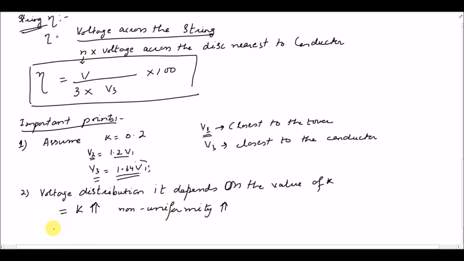So if we have to increase the string efficiency, we have to reduce the value of K. The voltages across all the discs V1, V2 and V3 are dependent on the value of K. If the value of K is larger, the voltage distribution across all the discs will not be the same. To make it equal, we have to decrease the value of K, and if we decrease the value of K, the string efficiency will increase.